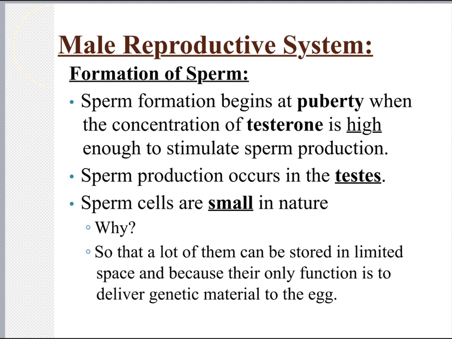Why? Well, you can store a lot of them in a very limited space, and their only function is to get the genetic material, the DNA within that sperm cell, to the egg cell in order to fertilize the egg. Well, how does it do that? It has to go through the female reproductive system. The sperm essentially has to swim upstream through the female reproductive system to reach the egg in order to fertilize it. Smaller things provide less resistance, so being as small as possible makes it easier for the sperm to actually reach the egg.